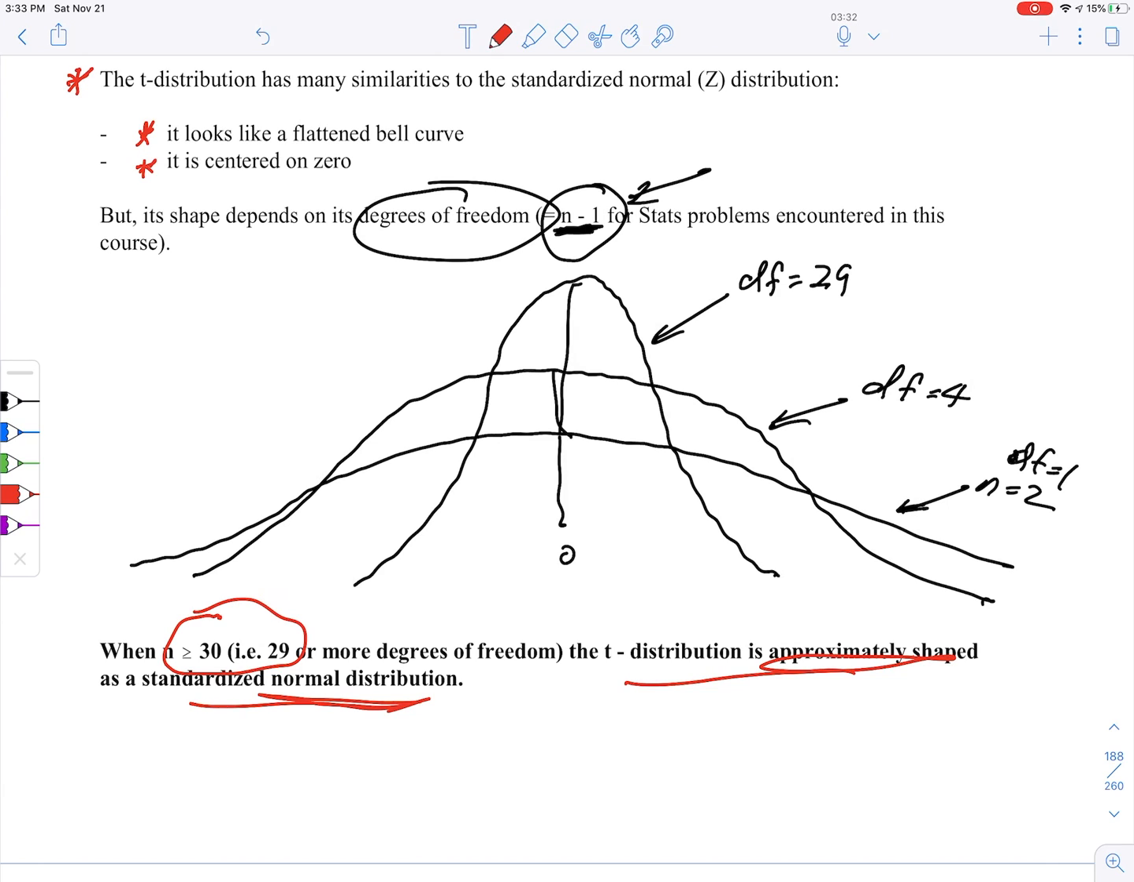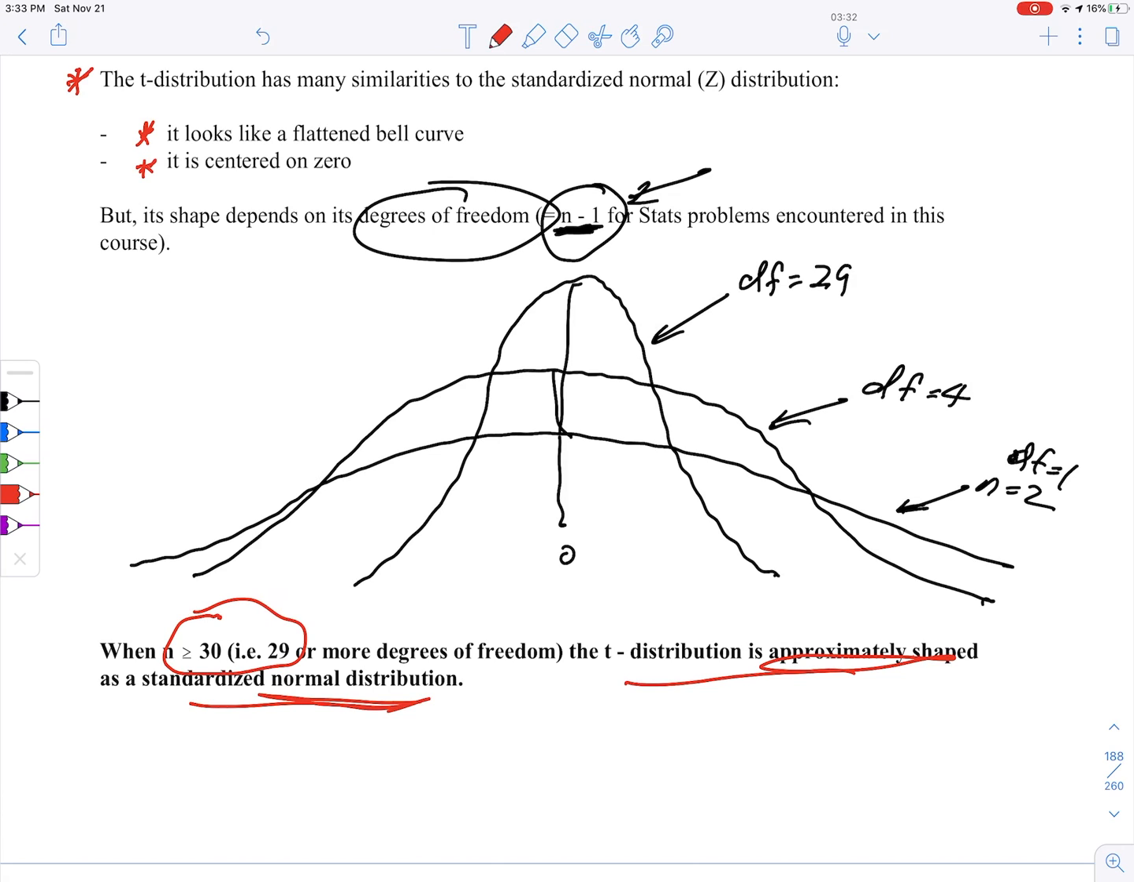We'll take a look at the actual numbers in a t-table, and you'll see that when we get down to about 29, 30 degrees of freedom, the t-distribution is pretty normal in shape. So there's nothing really magical about that, but we tend to use it as a general rule that when n is at least 30, you can use a z-distribution.